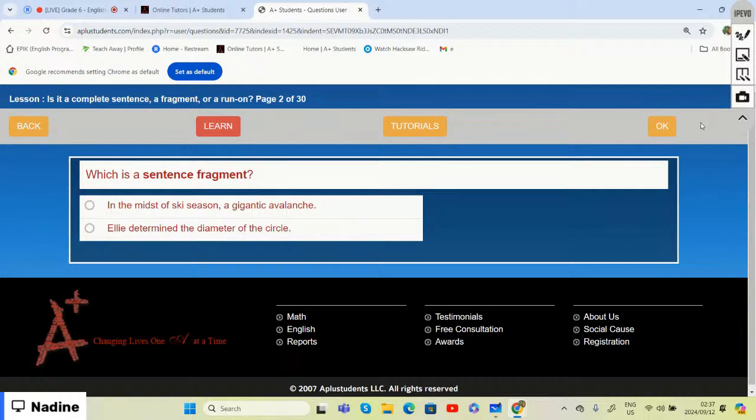It says, which is a sentence fragment? It says, in the midst of ski season, a gigantic avalanche. Or it says, Ellie determined the diameter of the circle. So we now need to say which one is a sentence fragment.